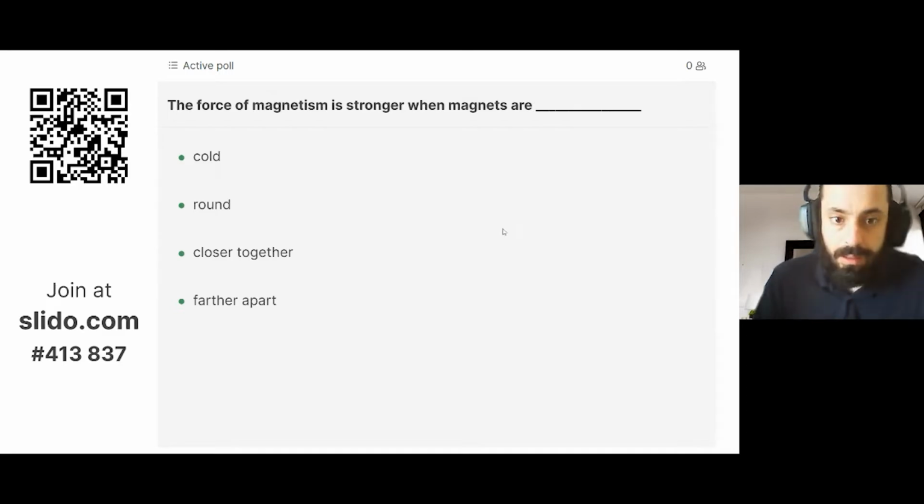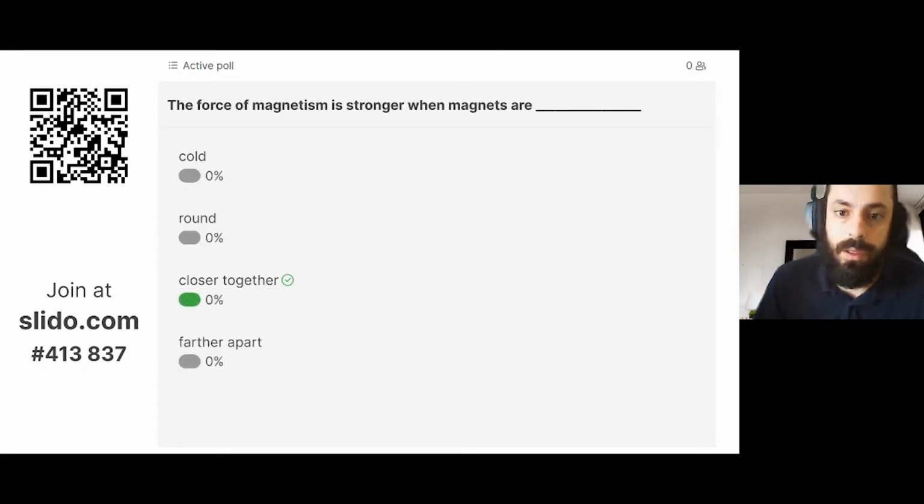Okay, 10 seconds left. 5, 4, 3, 2, and 1. So, the force of magnetism is stronger when magnets are closer together. It's obvious, guys. If you separate the magnets too much, they will not experience the same force, and at some point they will not experience any force, or the force will not be big enough to be able to move the weight or the mass of the magnet.